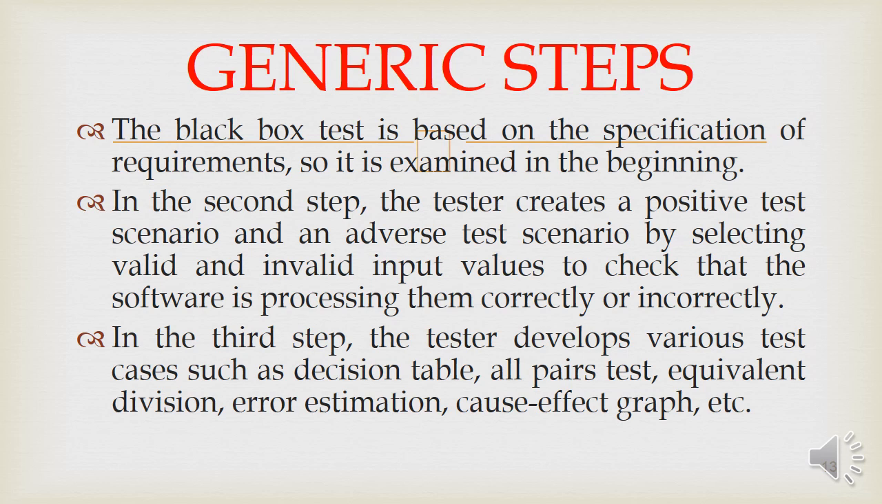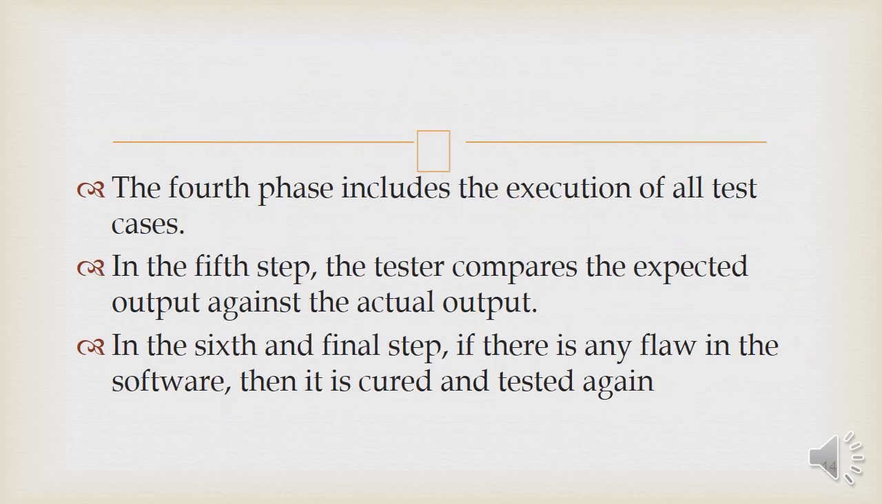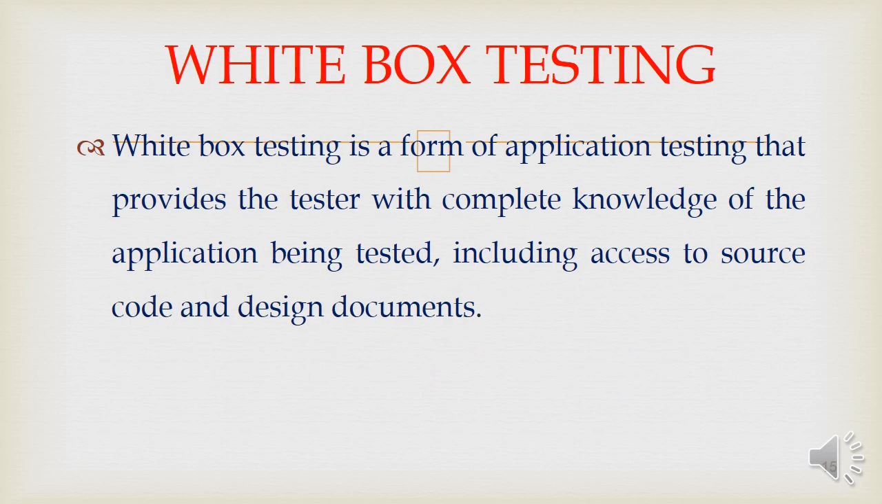The third step, the tester develops various test cases such as decision table, all pairs testing, equivalence division, error estimation, cause effect graph, etc. The fourth phase includes the execution of all test cases. In the fifth step, the tester compares the expected output against the actual output. In the sixth and final step, if there is any flaw in the software, it is cured and tested again.